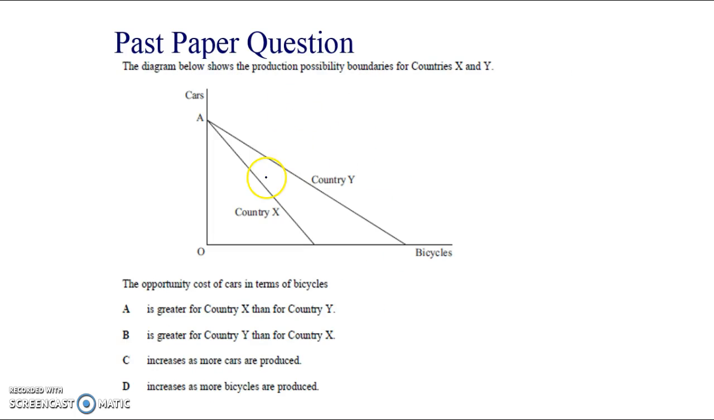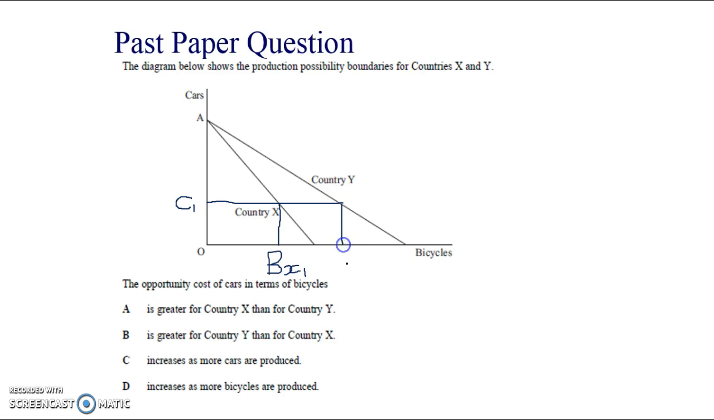If we go back to this one, I think it's a slightly harder question. We're looking at the opportunity cost of producing more cars in terms of the bicycles that you'd have to give up. It's a similar way of doing it. I'm just going to pick one point, and I'm going to call it C1. For country X, if they produce C1, they can make this one, which I'm going to call BX1 so I don't get confused here.